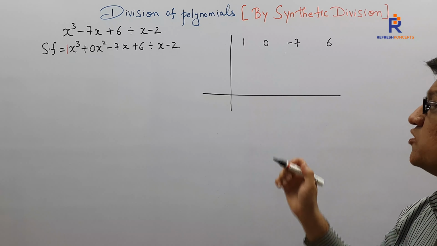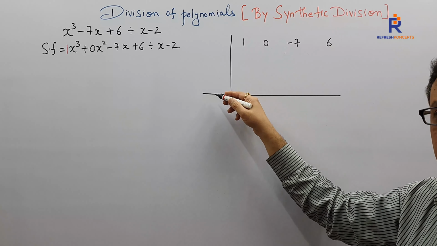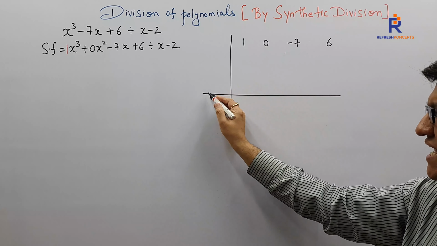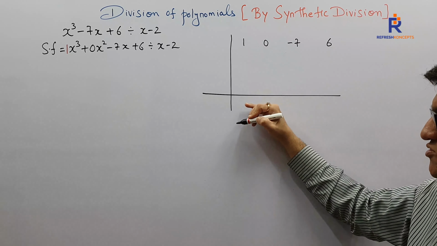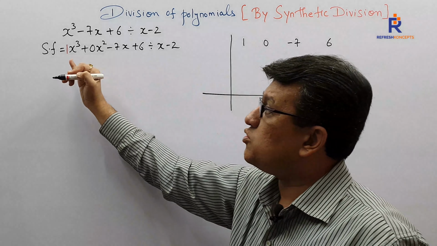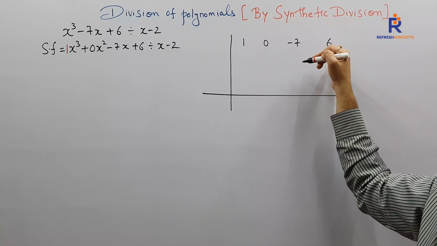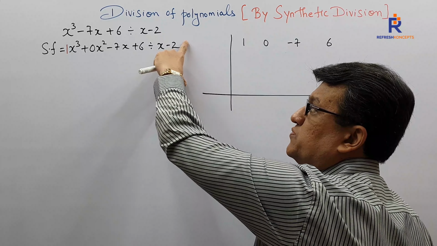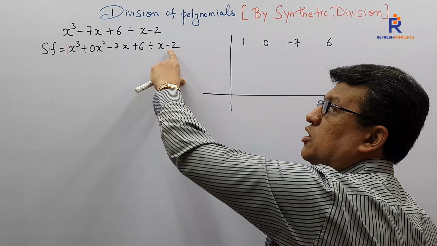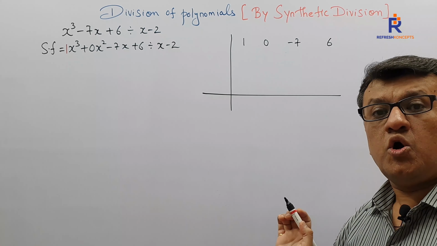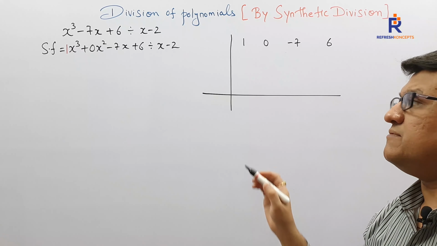So what have we done? We first drew a vertical line followed by a horizontal line. How long should the vertical line be? Around 4 lines. And 1 line we make a horizontal. So we need to have 1 line here. Thereafter, we have written all the coefficients. What next? Whatever is the divisor, x minus 2, we are going to look at the constant part. What is the constant part? It is minus 2. Always take the opposite sign of that, plus 2.